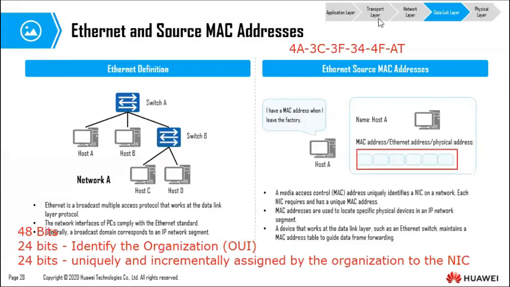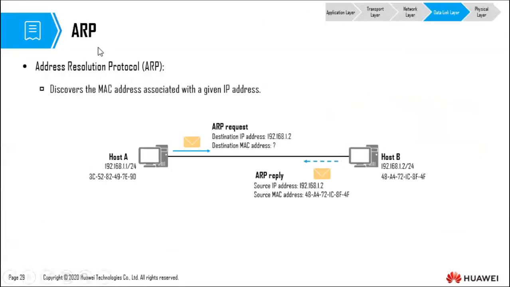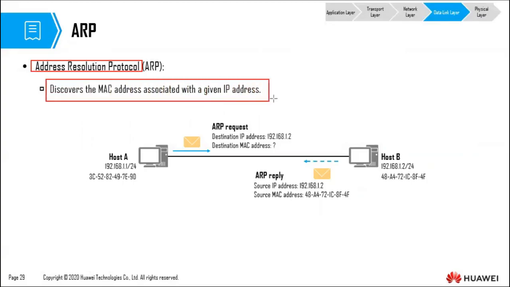Okay, so let's move on. Let's look at another protocol. So far we've looked at which protocols? TCP and UDP, right? Yeah, so let's look at another one. It's called ARP. ARP stands for Address Resolution Protocol. The purpose of this protocol is to discover the MAC address associated with a given IP address.